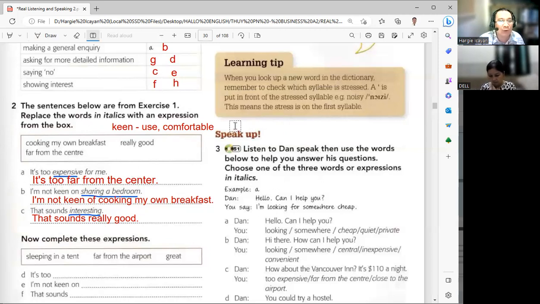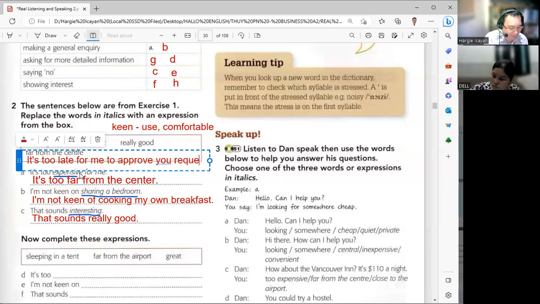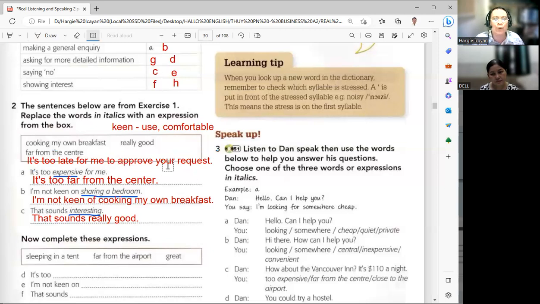Okay, let's say, for example, I'm going to give you a sentence for that. It's too late for me to approve your request, right? So we can also use this one. So that means it's too late. Okay, it's too late for me to approve your request.